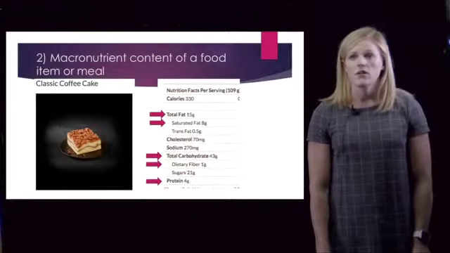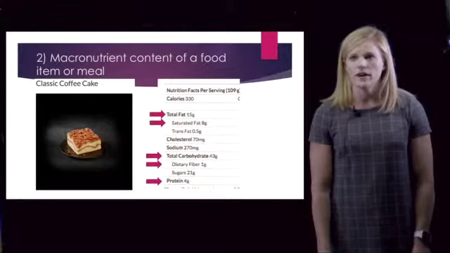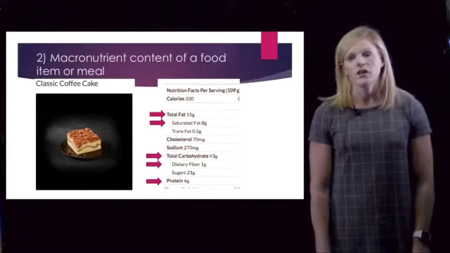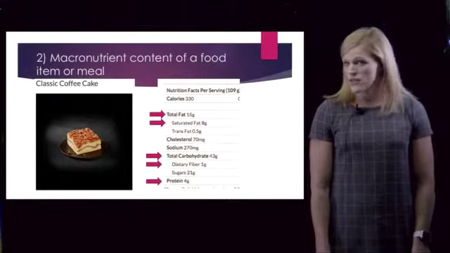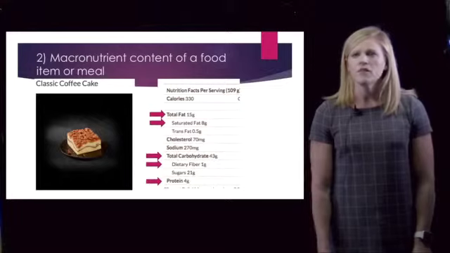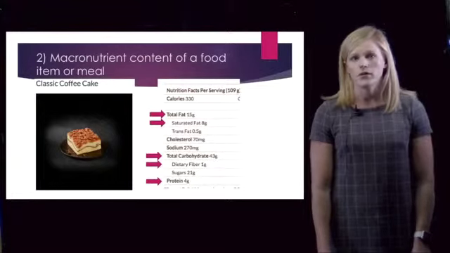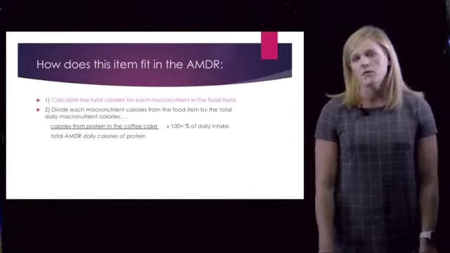We can see that there are 15 grams of total fat in this, including 8 grams of saturated fat. So 8 of those 15 grams are saturated fat. We also can see that there's 43 grams of carbohydrates in this coffee cake, and we can see that there's only 1 gram of fiber, and finally we can see that there's 4 grams of protein. In order to assess how this item actually fits in her AMDR, we're going to go through 2 steps.